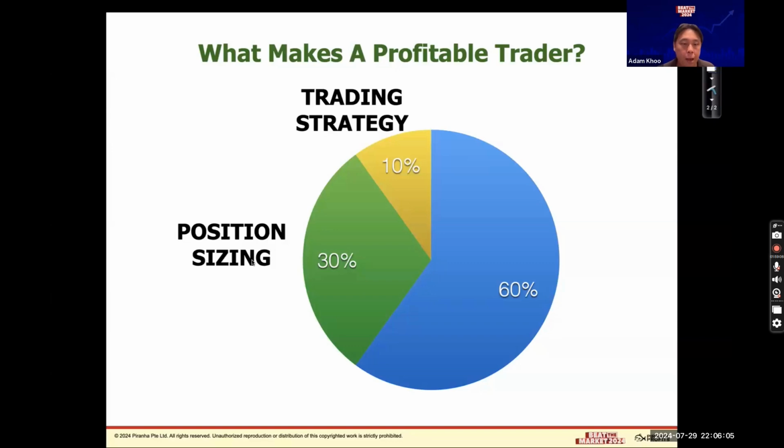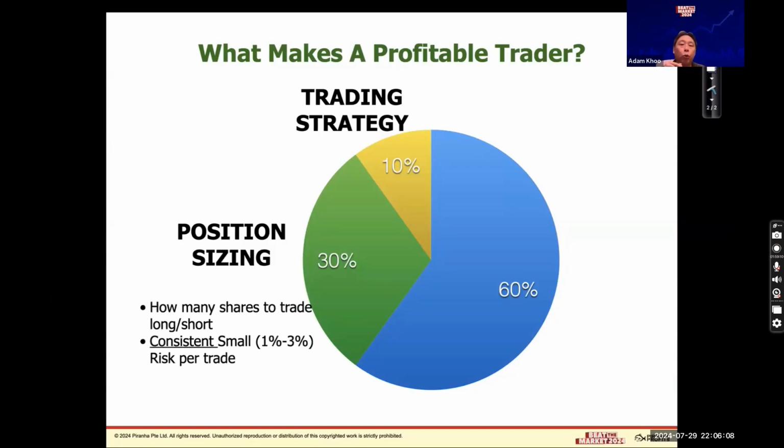Position sizing is also known as money management. Position sizing tells you how many shares to buy or sell, and it tells you how much to risk. Let me ask you this question. Even if you learn the best strategy from the best trader in the world, could you still lose money? Yes, you could still lose money if you do not size your position correctly. Why?